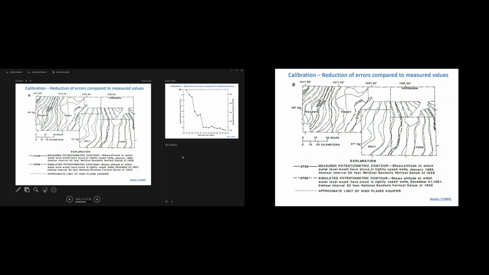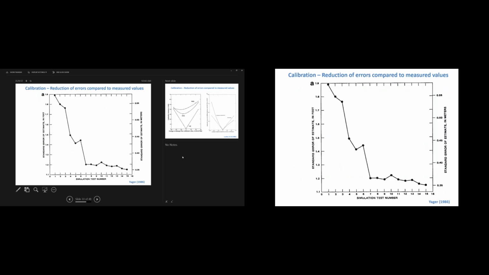Yeah, so we'll talk about calibration. It'll be a whole other discussion: how you look at what you predicted versus what's measured. I'll just save all these slides for that discussion. But basically, you're iterating through to lower your error. So you're trying to match either your head data or your contour lines or river fluxes, all those things together.